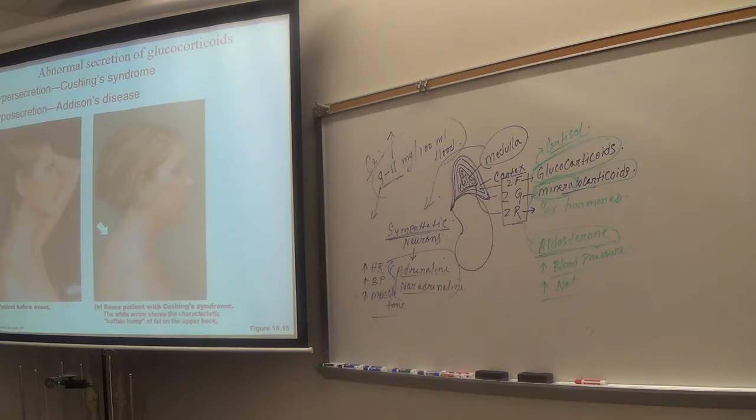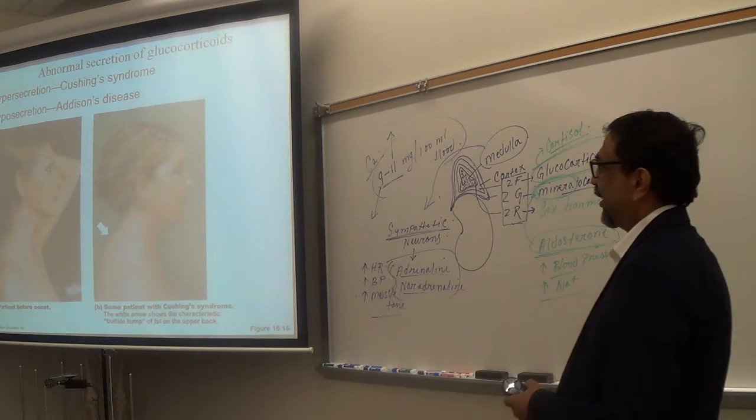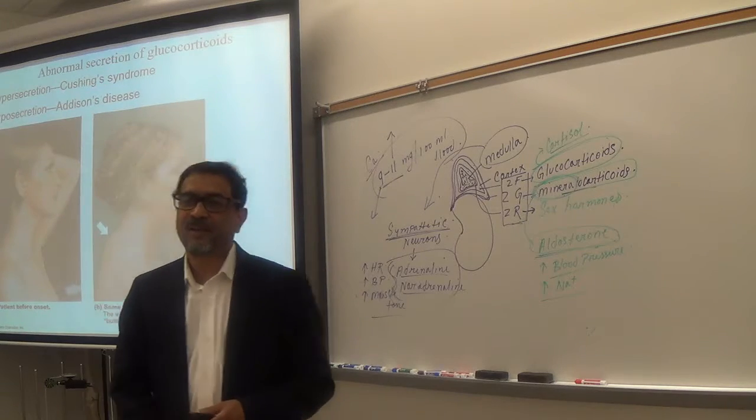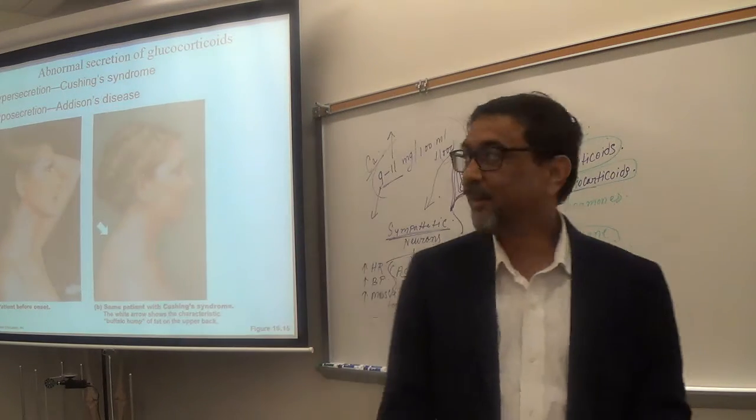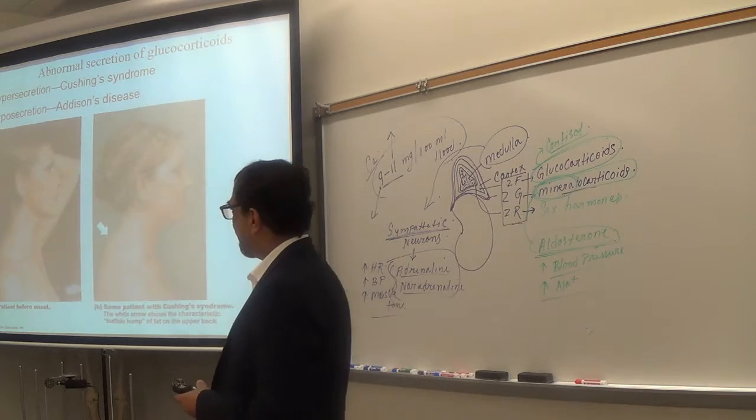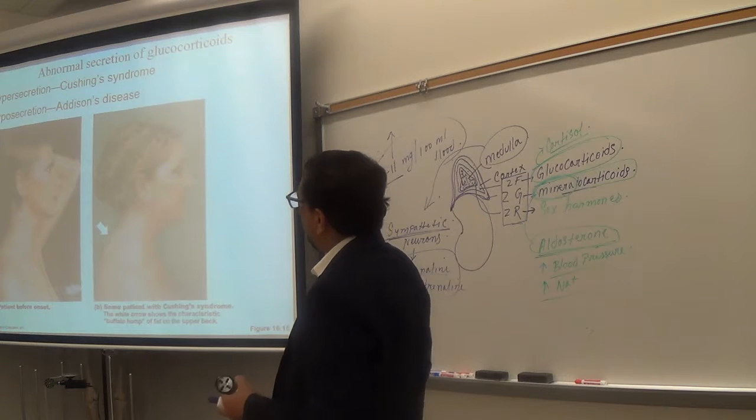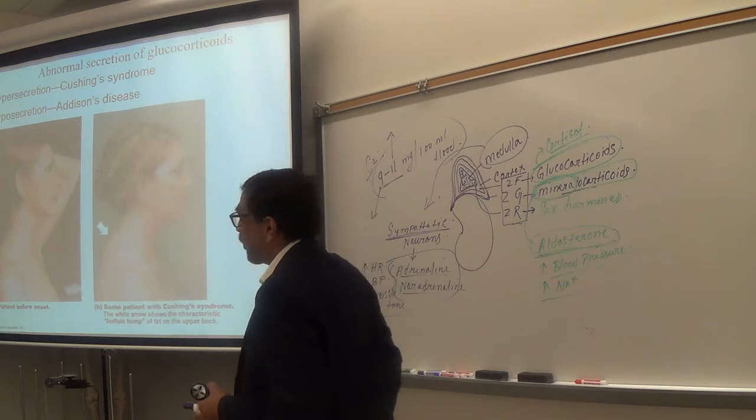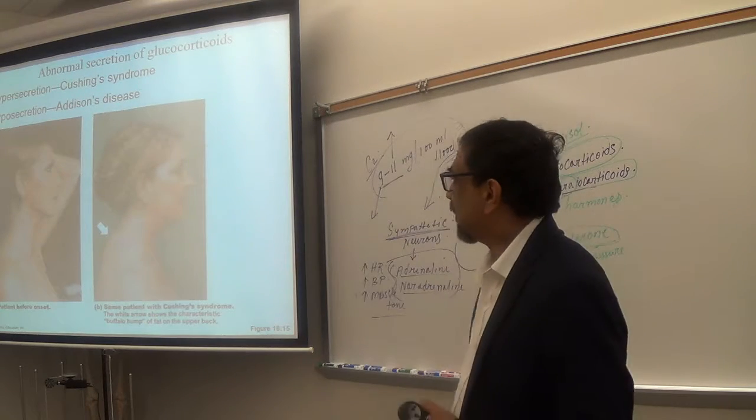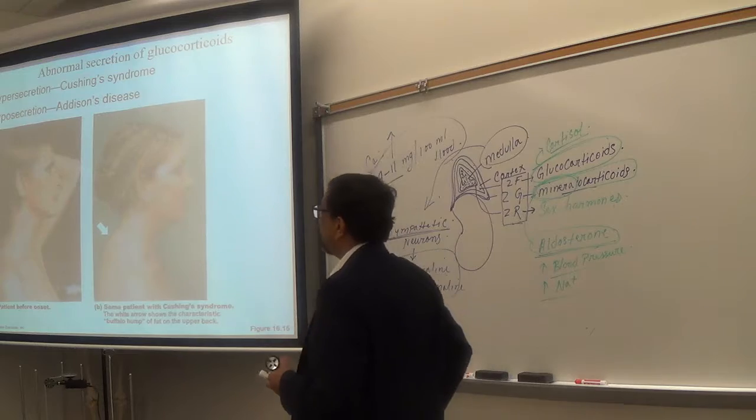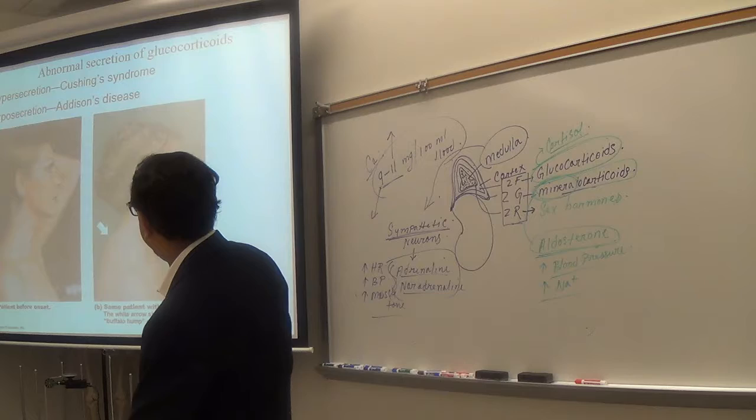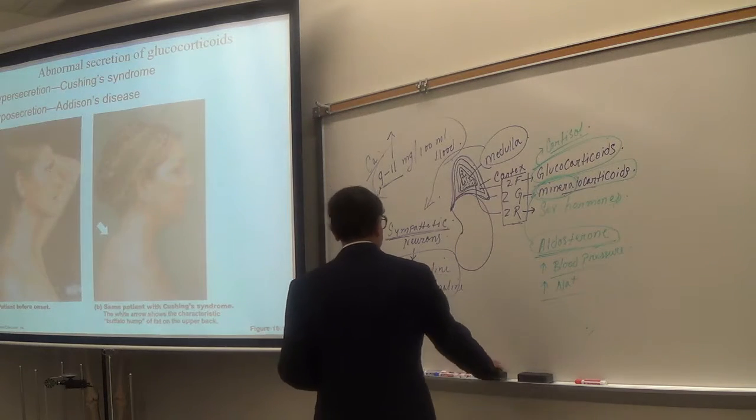Now we will see a couple of clinical conditions related to hypersecretion of adrenal cortex and hyposecretion of adrenal cortex. Hypersecretion of glucocorticoids can cause a clinical condition that is called Cushing's syndrome, and hyposecretion can cause Addison's disease.